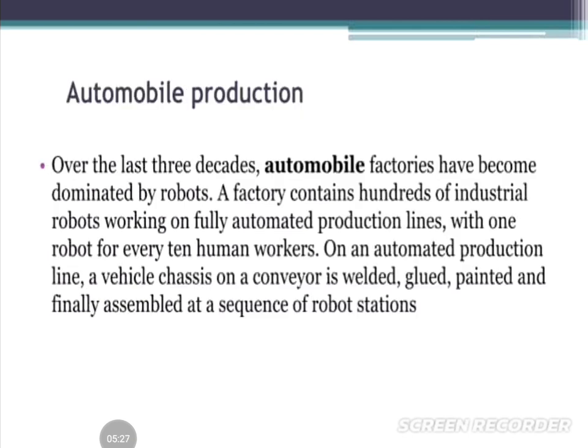Automobile production. Over the last three decades, automobile factories have become dominated by robots. A factory consists of hundreds of industrial robots working on a fully automated production line, with one robot for every 10 human workers. On an automated production line, a vehicle chassis on a conveyor is welded, glued, painted and finally assembled at a sequence of robot stations.